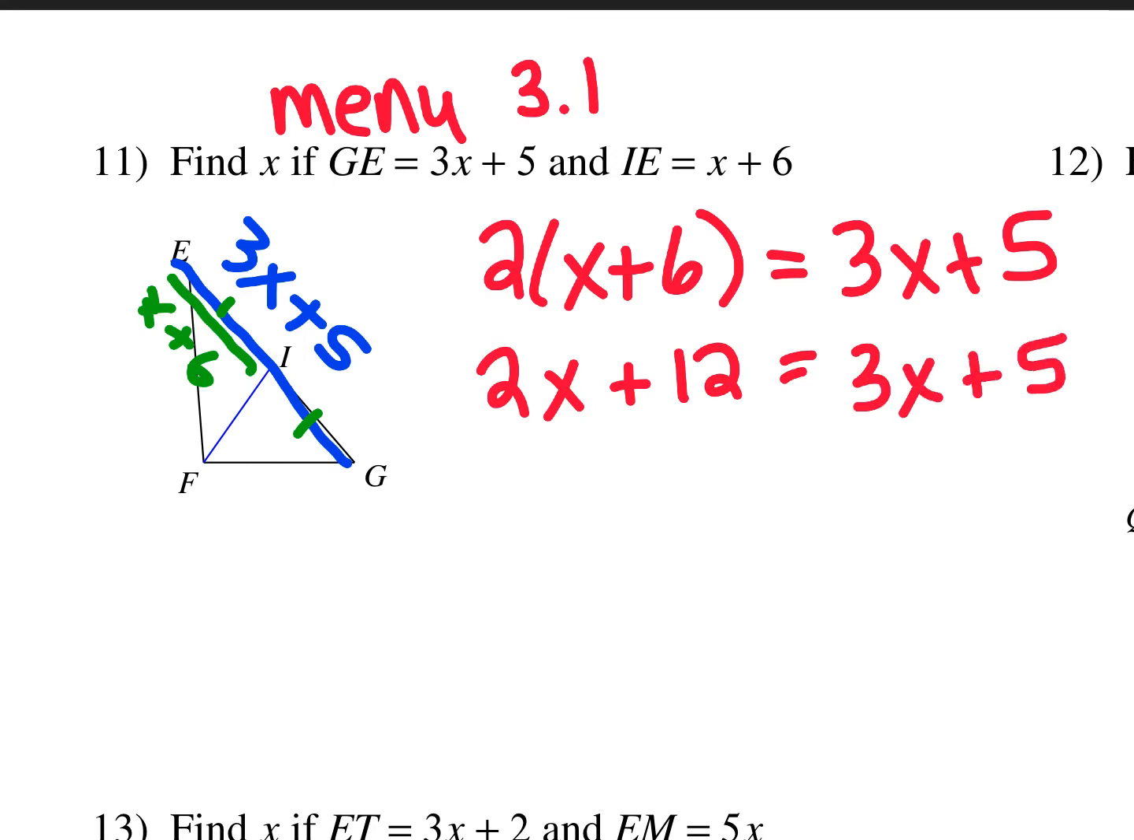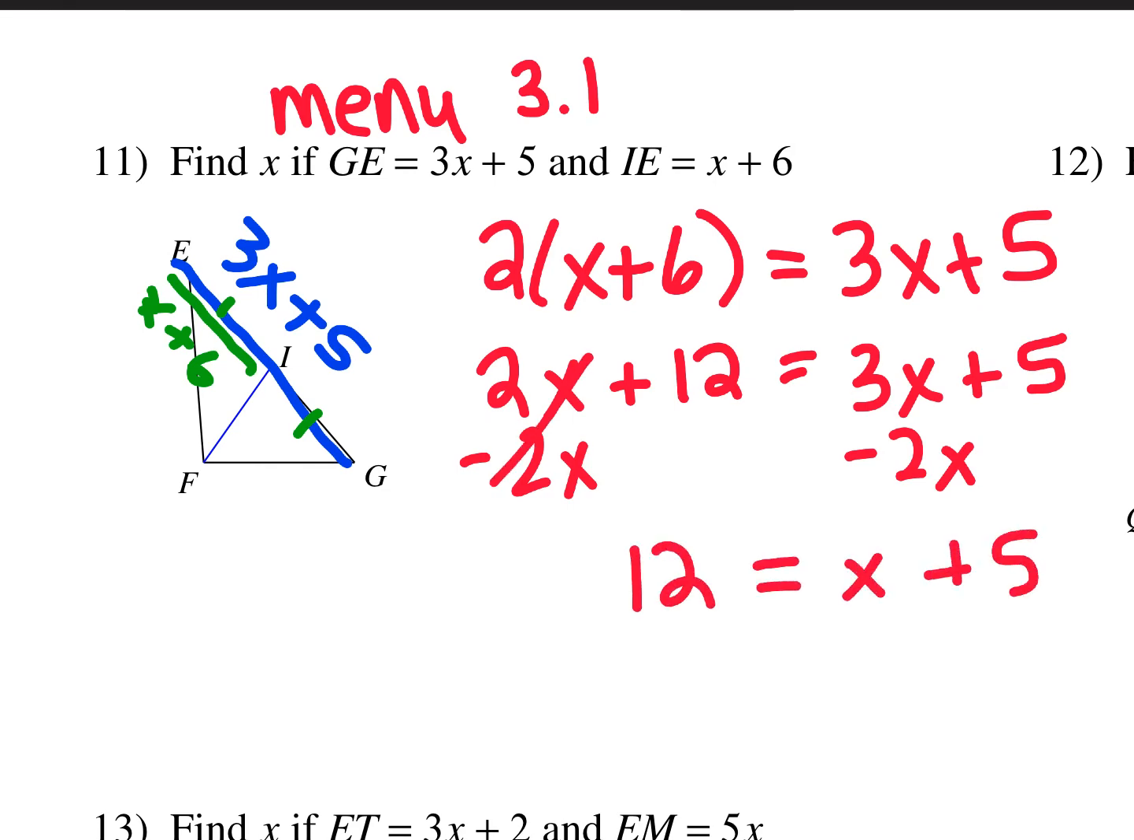Now we want the x's to be on the same side. So I'm going to subtract this 2x from both sides. And then I want x to be by itself. So I'm going to subtract the 5 from both sides. So that gives me that 7 equals x.